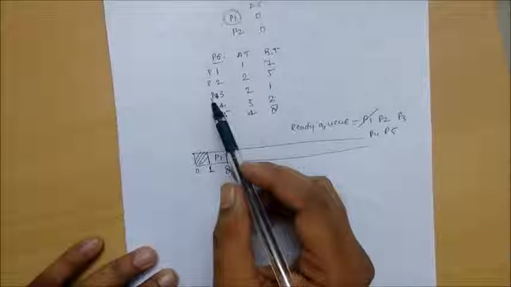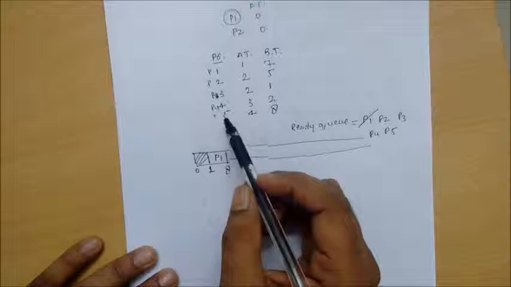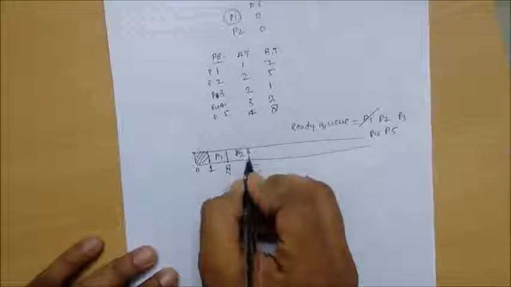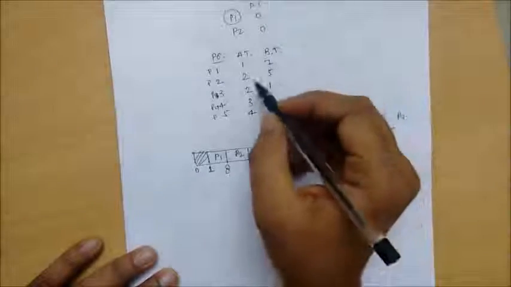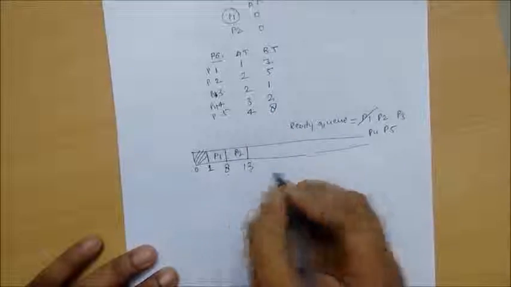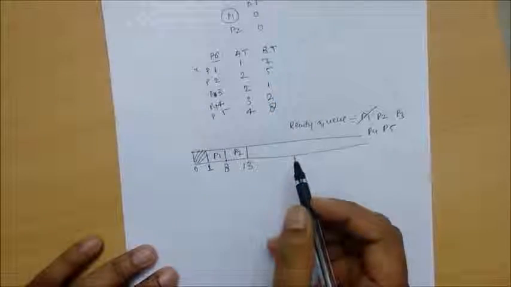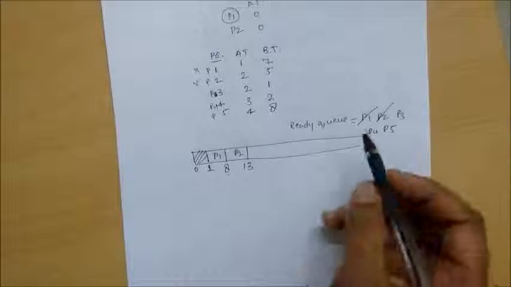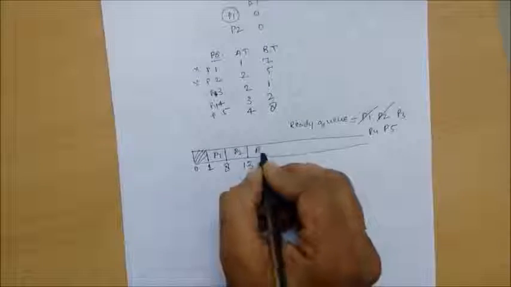After that, we can see here that process P2 and P3 both have come at the same time, but as I told you, the process which is having lower or smaller process ID will be scheduled first. So we will schedule P2 here. P2 requires 5 seconds of time. Now P1 has completed its execution, P2 has completed its execution. Now we will schedule P3.